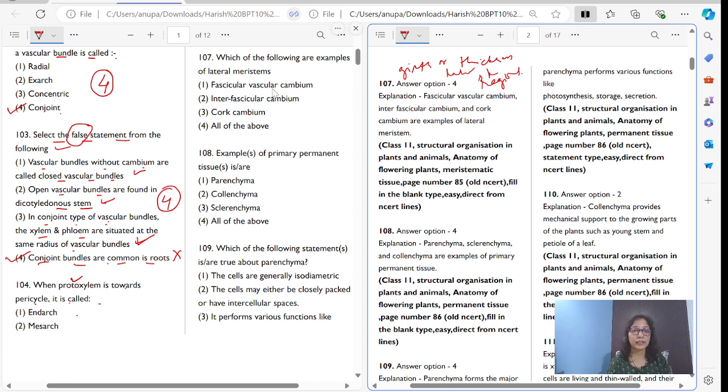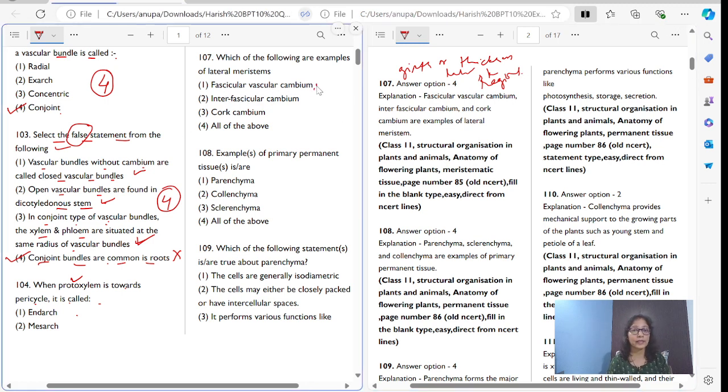The first option is fascicular vascular cambium. Yes, this helps in increasing the girth of the stem. So it is right. Interfascicular cambium. This is also an example of lateral meristem. And the third is cork cambium. This is also responsible for increasing the girth or thickness of the plant. Hence, it is also an example of lateral meristem. So the correct answer for this question will be all of the above, that is option number 4. Option number 4 is the correct answer for question number 107.